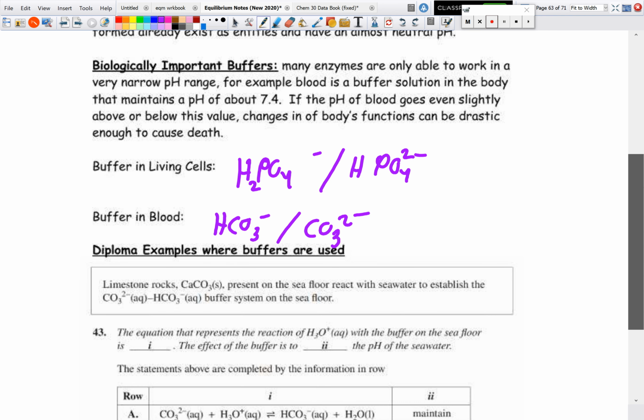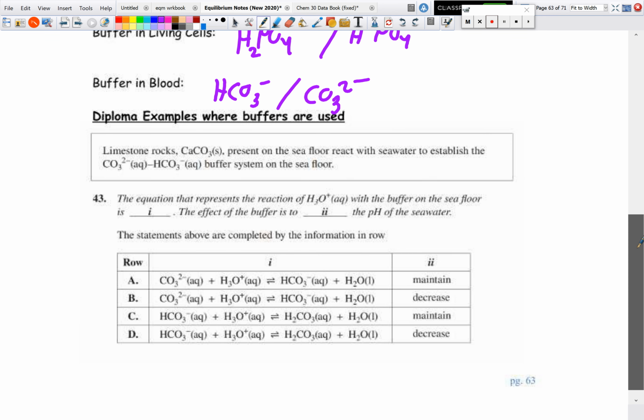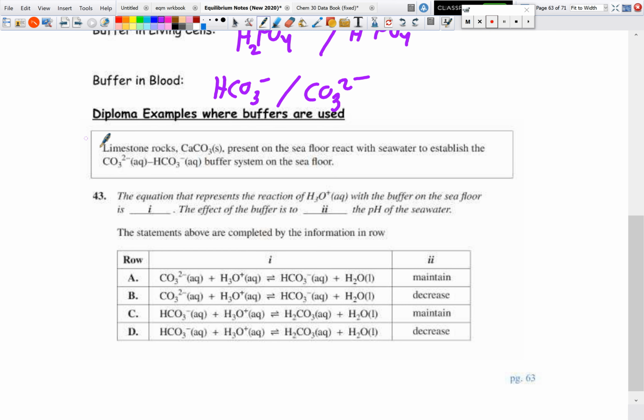Now, of course, next we do have a few old diploma example questions. I just want you to read this through, pause the video, and see if you can get the answer, because the answer is going to go up in 3 seconds. And hopefully you got A.